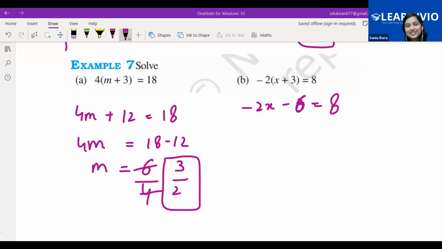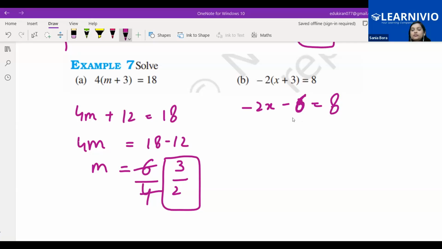Ma'am, in this I'm having one doubt. For example, if it's minus x, so should we shift the sign to this? Yeah, minus 5 by 2. It's minus 5 by 2. Wait a minute. Minus 5. No.